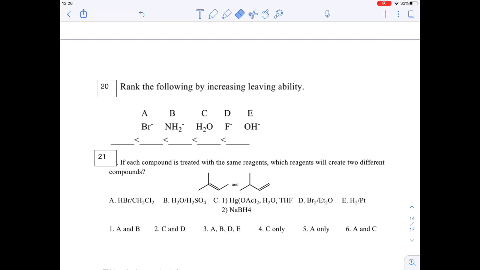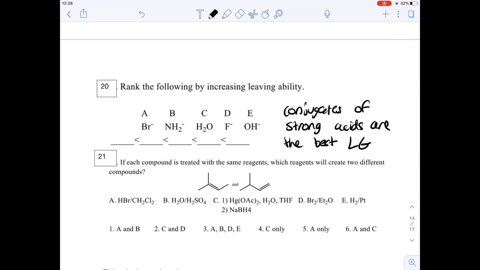Okay, multiple choice 20 asks us to rank the following by increasing leaving ability. So when you're looking for leaving ability, conjugates of strong acids are the best leaving groups. Okay, so with that in mind, we can actually just go straight through this question. So the strongest acid here is going to be HBr. So that means Br is going to be the best leaving group. The next strongest acid is HF. So F is going to be the next leaving group because these are all part of the 7 strong acids.